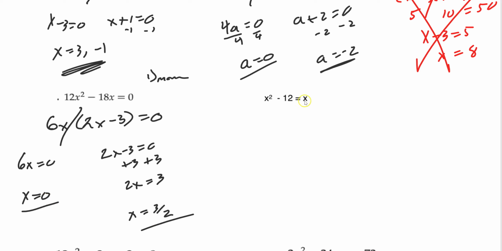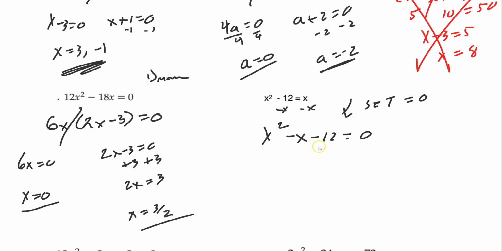Over here, notice it's not set equal to 0 first. So step 1, set equal to 0. So let's subtract x from both sides. I like to put it down in order. So x squared minus x minus 12 equals 0. Now we've got to factor it. In this case, it's an easy one.